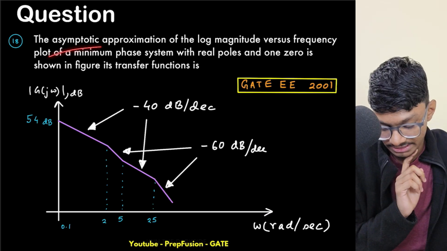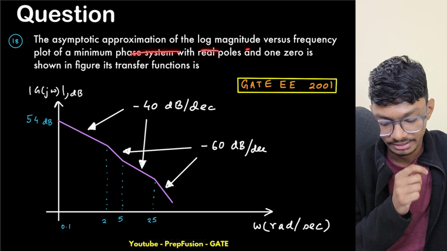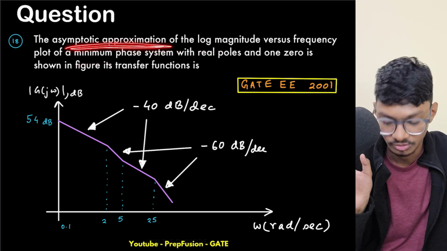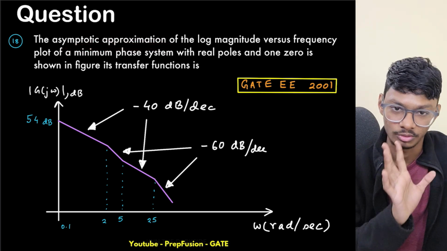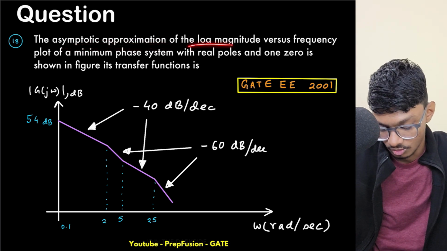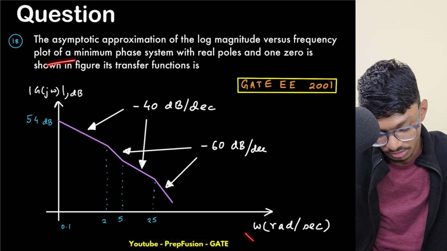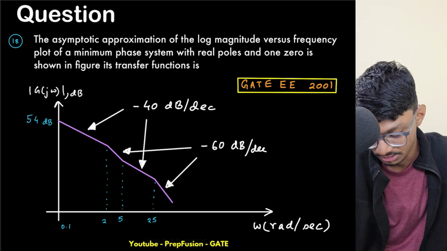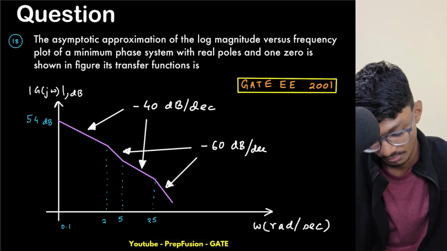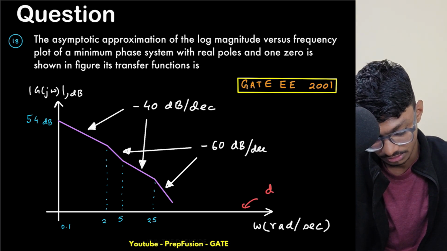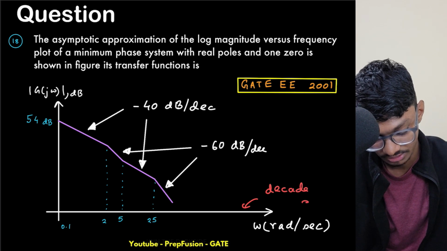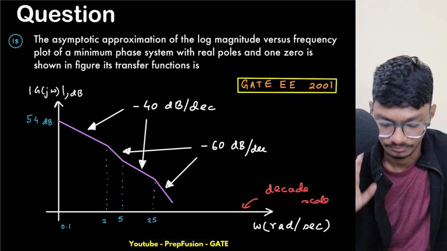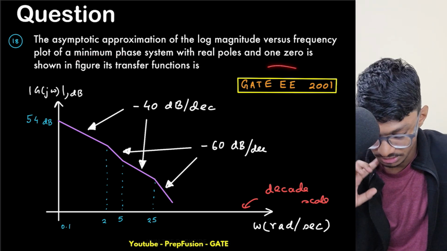Okay, the asymptotic approximation of the log magnitude versus frequency plot of a minimum phase system. Basically, asymptotic approximation means the Bode plot they are talking about. So this is the log magnitude versus frequency plot, and remember, this scale is a decade scale. Don't forget, decade scale. That's why this is a straight line, right? Of a minimum phase system with real poles and zeros, as shown in the figure.